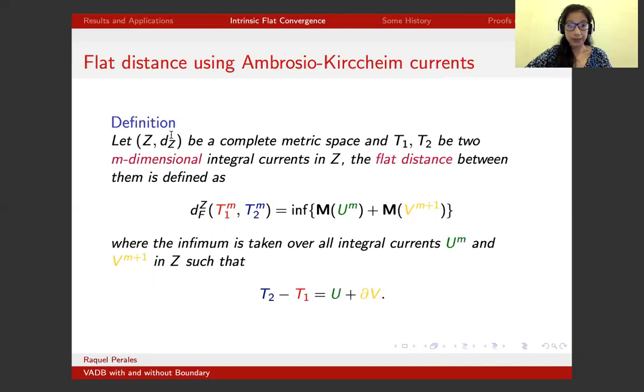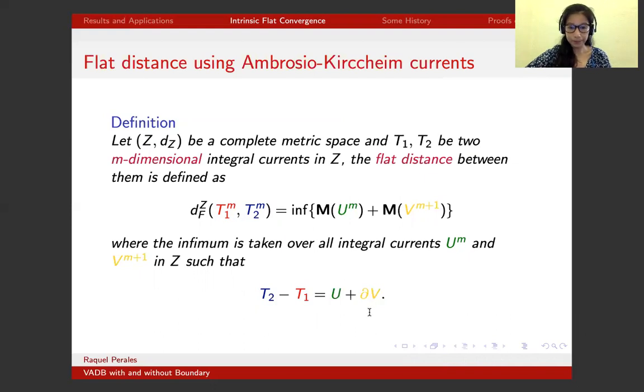So we are in a big space Z, and in this big space, we have two currents, T1 and T2. They should have the same dimension. And what we want to do is satisfy this equation. So we want linear functional T2 minus linear functional T1 to be equal to U plus boundary of V. So this U and this V are also linear functionals.